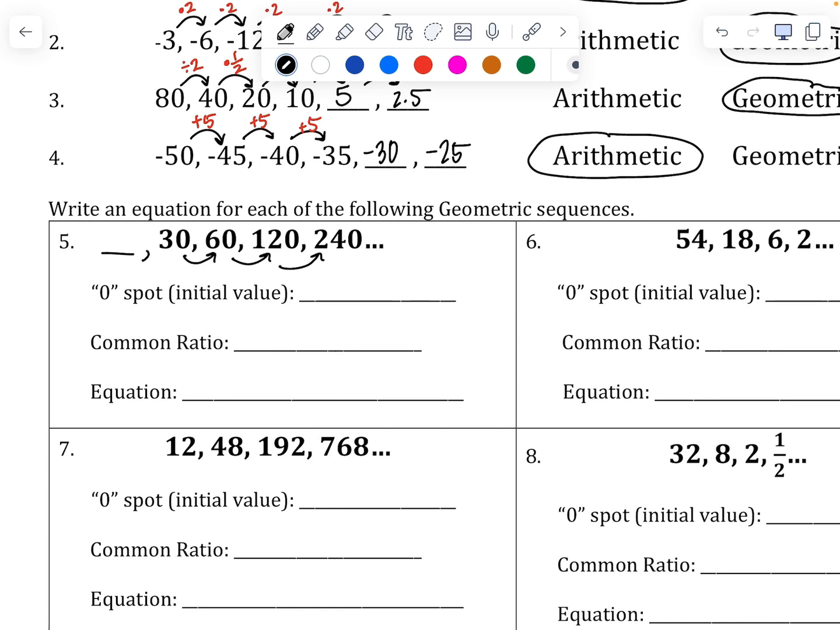Daniel, what's the pattern? 30 to get to 60, 60 to 120. Times 2. Let's see if this agrees with what we're thinking. Oh, okay. I like it. 30 times 2 makes 60. 60 times 2 makes 120, and then 120 times 2 makes 240. So that is our multiplier, or our common ratio.